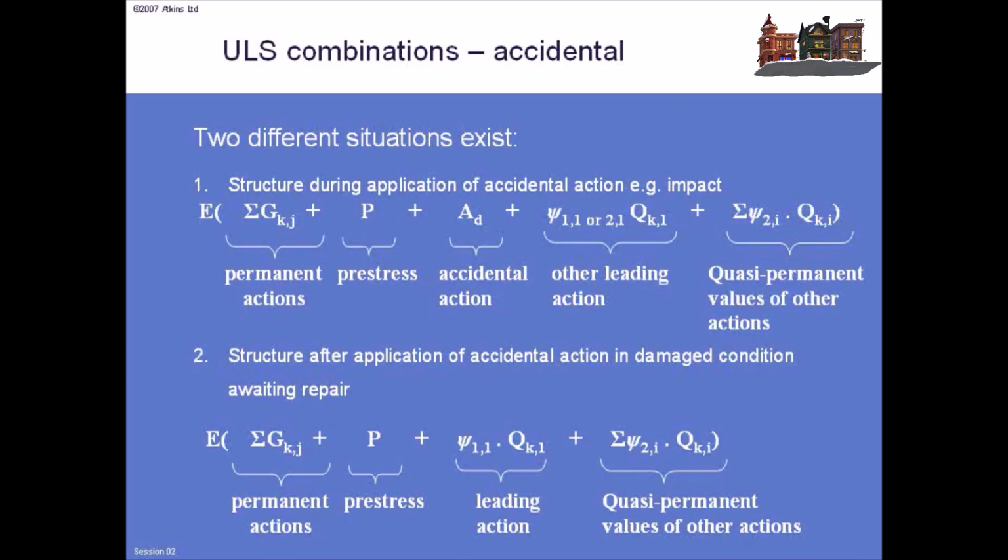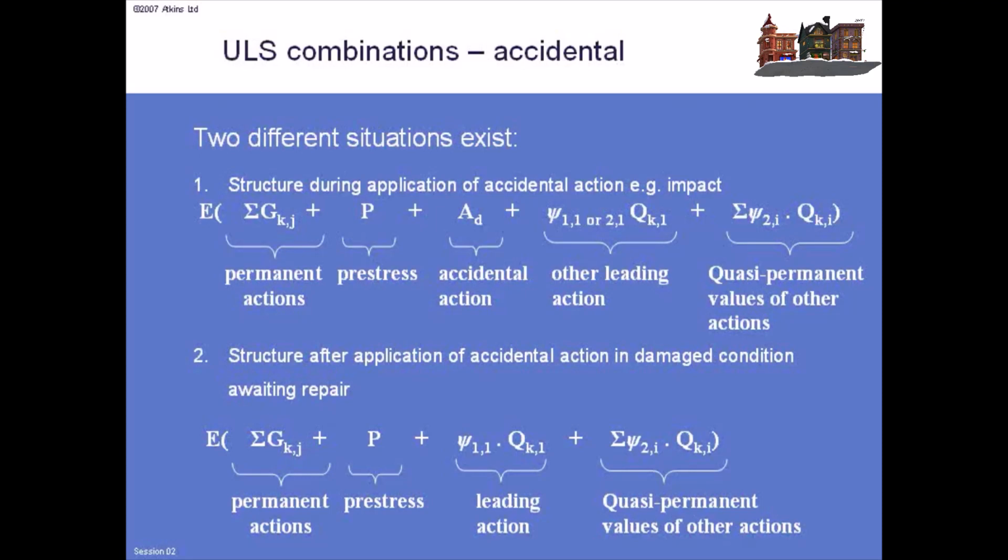For the accidental combination, we have to check two situations. Basically, we have to check during the accident and then after the accident, in the potentially damaged condition, if that's the way we've designed it to end up with some damage. And the first thing to note here is that in the accidental situation, there are no gamma factors on anything. The reason for that is we're not expecting the structure to be completely serviceable after an impact. We're expecting to have to do some remedials to it, but we don't want it to collapse.